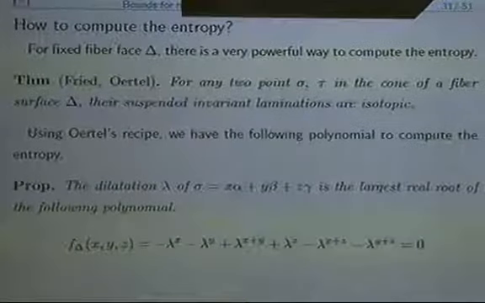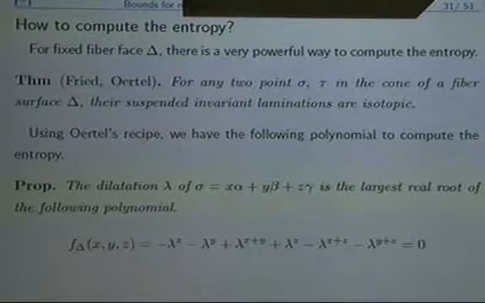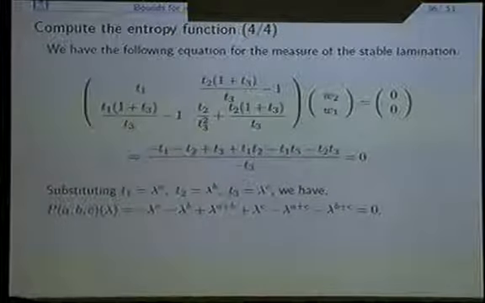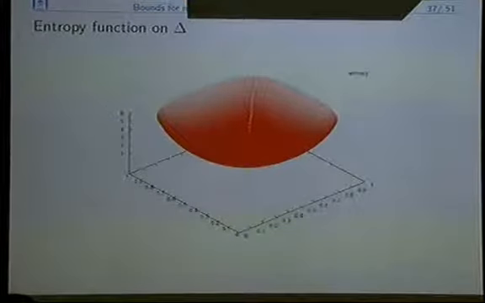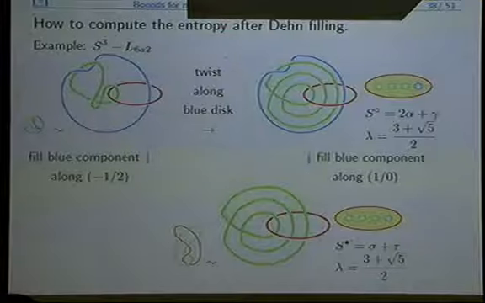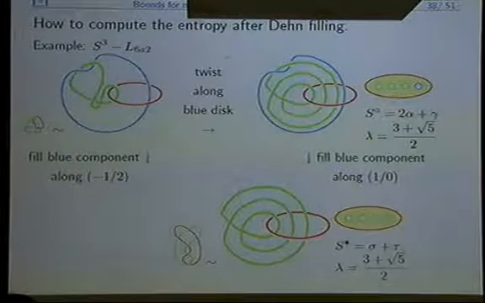And let me see how much time I have. 10 minutes. And okay, so this is the entropy function on the delta, and so the next thing is how to compute the entropy after Dehn filling. But it's very easy.